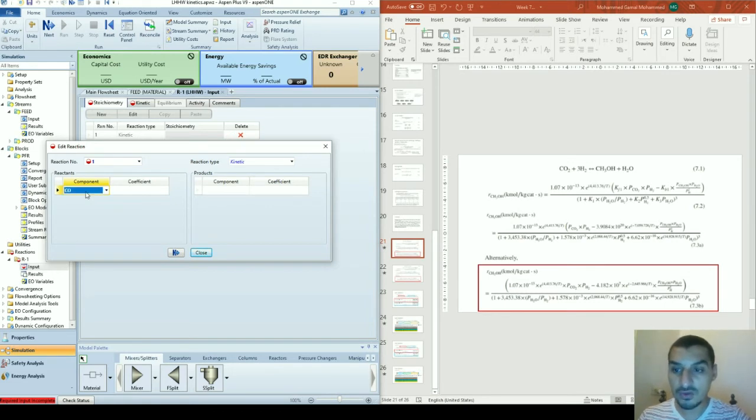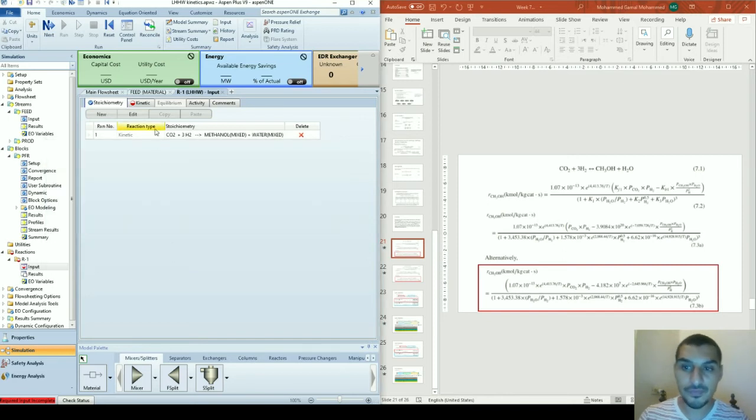So I have CO2, and the coefficient is -1. I have hydrogen, and it's -3. And for the products, I have methanol with a coefficient of 1 and water with a coefficient of 1. So these are the stoichiometrics of the first reaction.